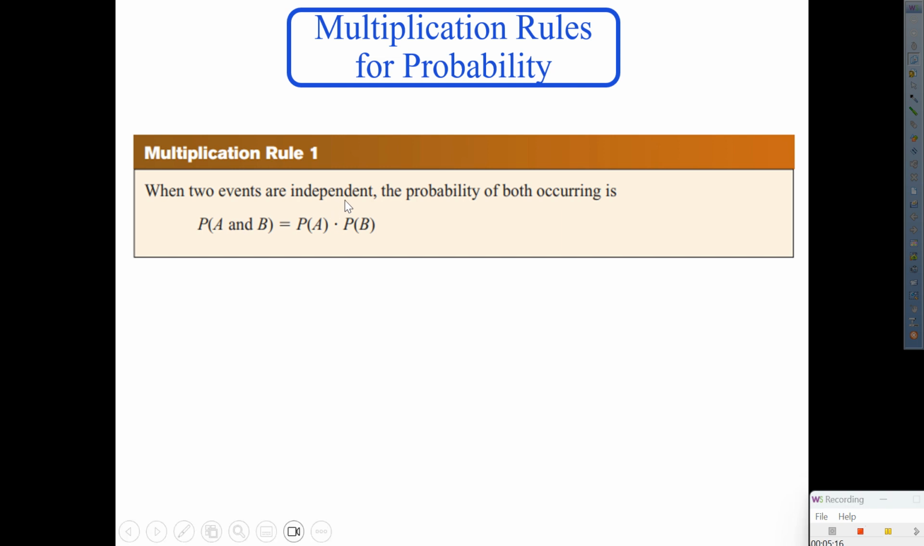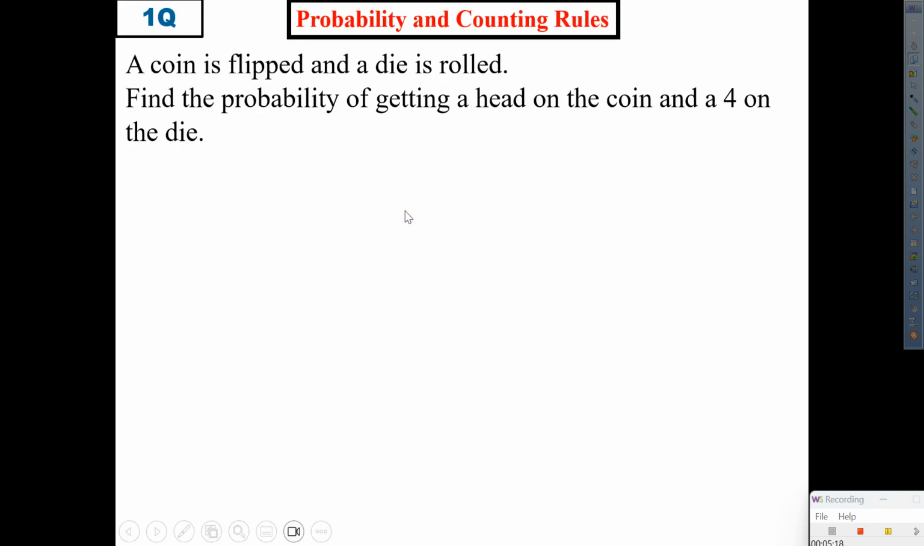So, here goes the first example. Example 1. It says, a coin is flipped and a die is rolled. Find the probability of getting a head on the coin and a 4 on a die. So, copy that please on your paper so you can have this one at least as a sample for multiplication rule. It says, a coin is flipped and a die is rolled. Find the probability of getting a head on the coin and a 4 on the die.